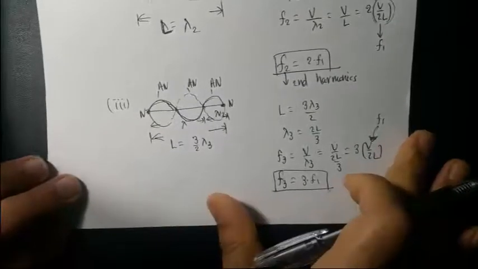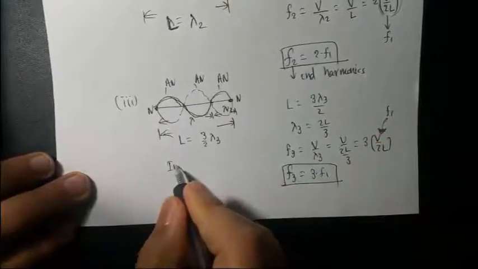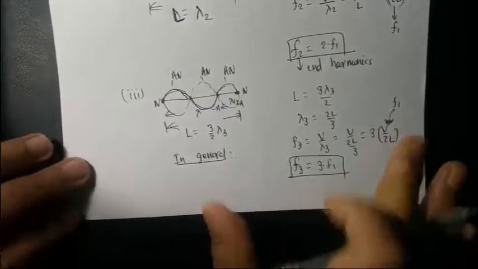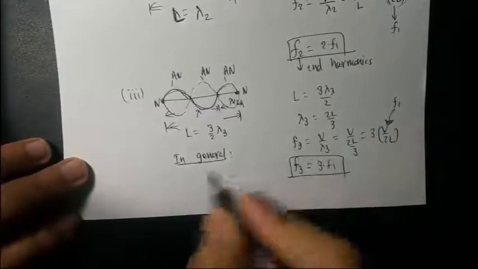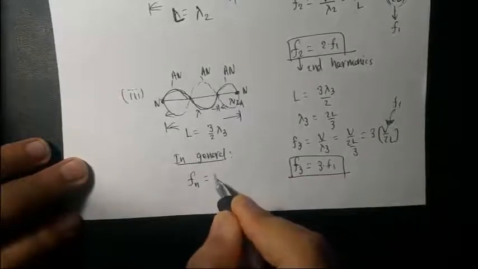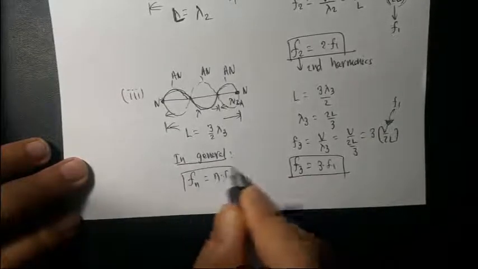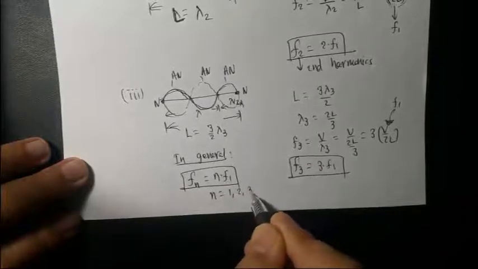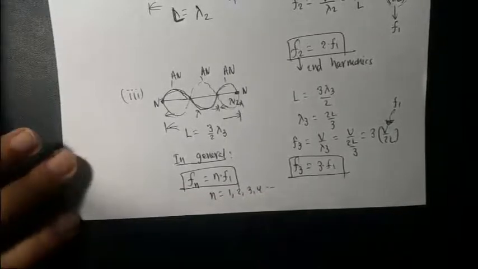And now you can generalize. So in general, you can say, the standing wave on a string fixed at both ends has this relation. So any harmonic is just n times the first harmonic. That's the general relation, where n can go from 1 to any whole number integer, right? So that's it.